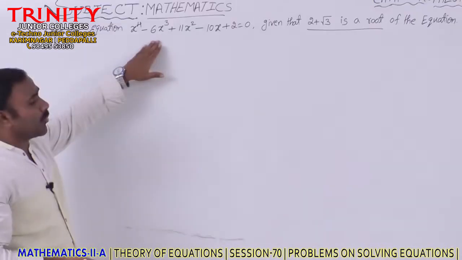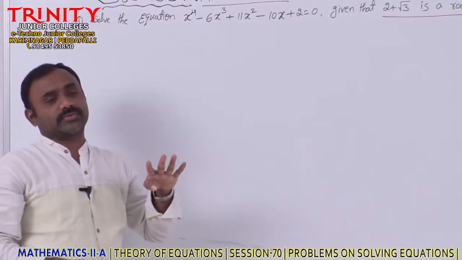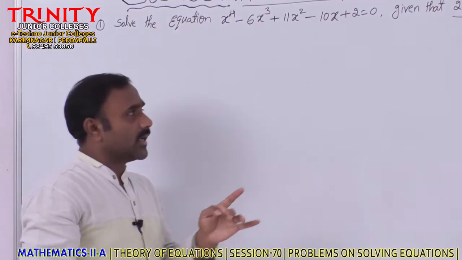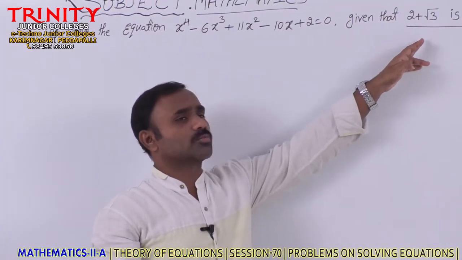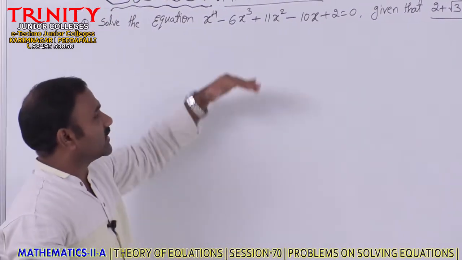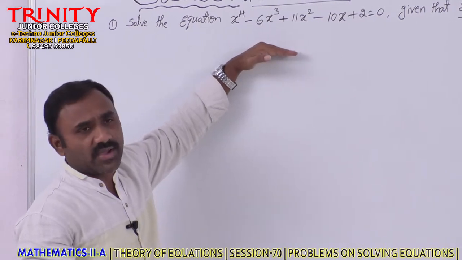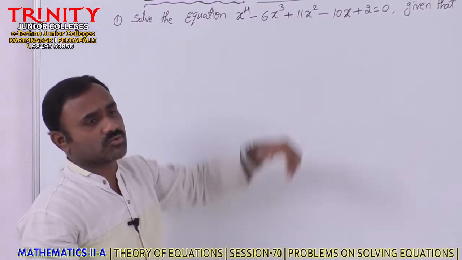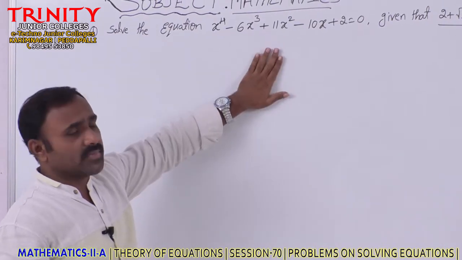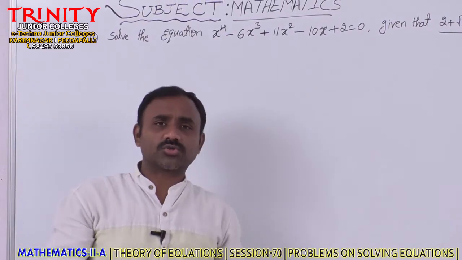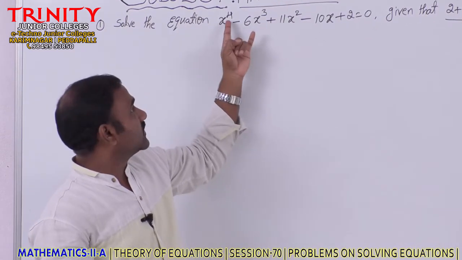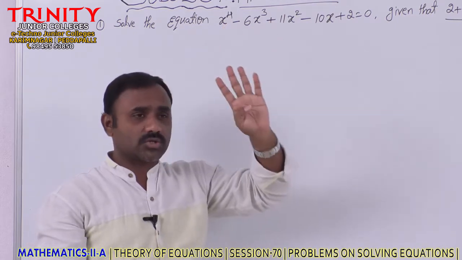It has totally how many roots, Nana? Total 4 roots. From those 4 roots, he has given that one of the roots is 2 plus root 3. By using this root, you have to calculate the remaining roots of this biquadratic equation. Solve the equation means we have to find the roots of the equation, means we have to find the values of x. Here it is a fourth degree polynomial, therefore it has totally 4 roots.